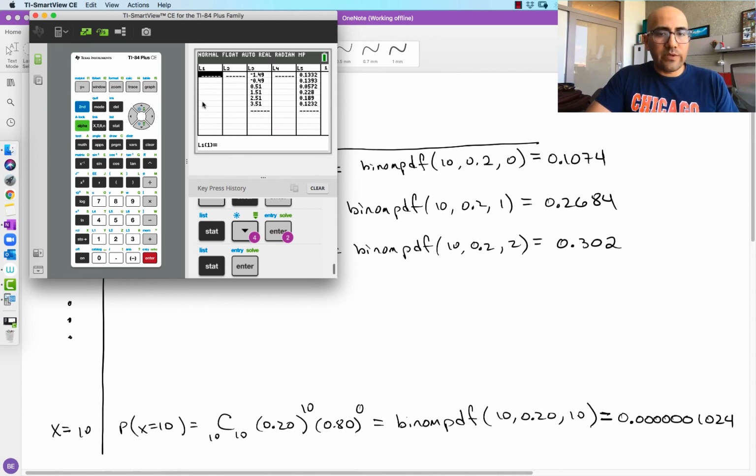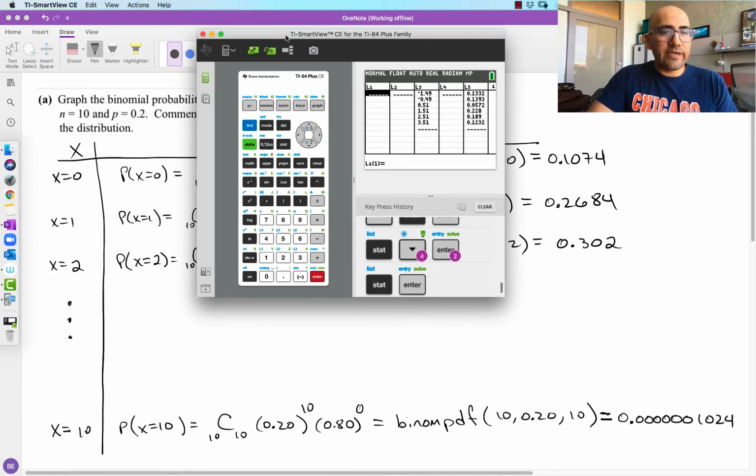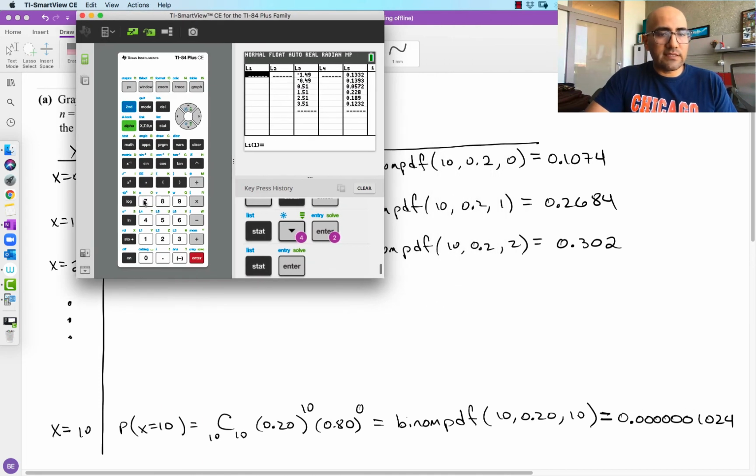Okay, so now we need to type in the values. We're going to recreate this table from 0 all the way out to 10. I'm not going to skip anything now. So we just type in 0, 1, 2, 3, 4, 5, 6, 7, 8, 9, and 10.